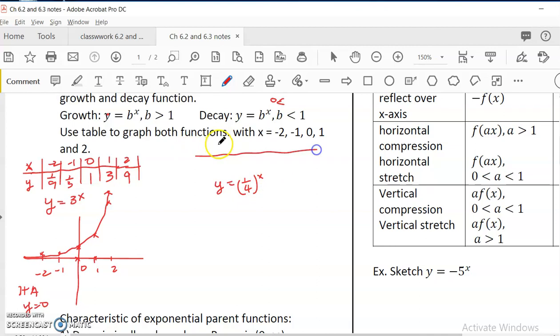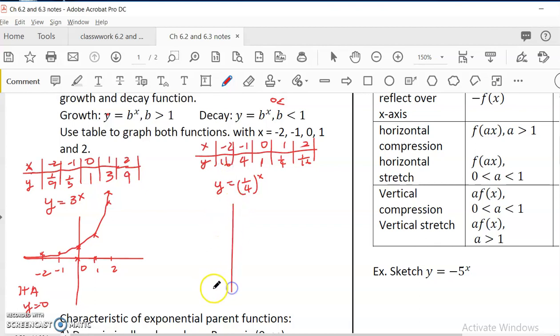So we build a table just like before, x, y. -2, -1, 0, 1, 2. 1/4 to the 0 is still 1. 1/4 to the 1 is 1/4. 1/4 squared is 1/16. But it would never be negative, right? 1/4 to the -1 is switching it back, so it's just 4. 1/4 to the -2 is 4 squared, so it's 16.